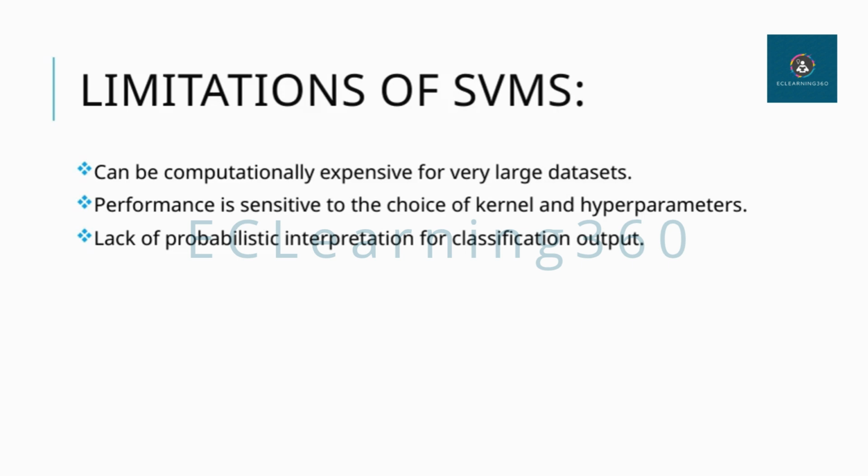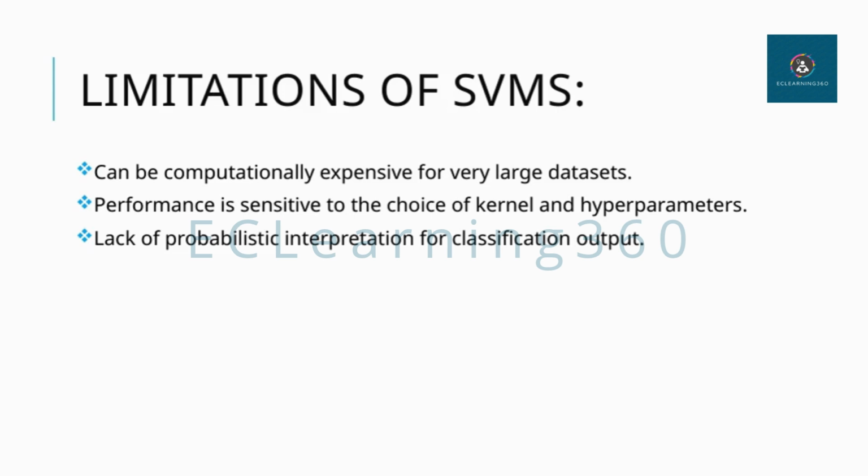Next, the performance of an SVM is highly sensitive to the choice of kernel and hyperparameters. Selecting the right kernel function and tuning these parameters is crucial. Otherwise, you might not get the best possible results. It's almost like finding the right settings on a complex machine. Small changes can make a big difference.